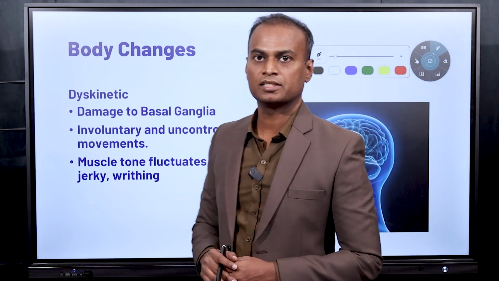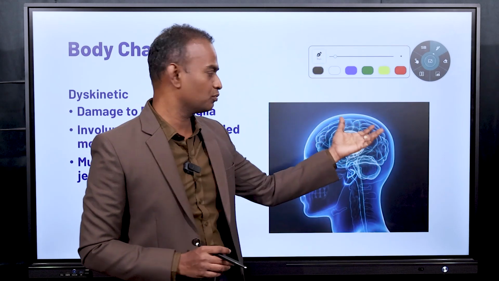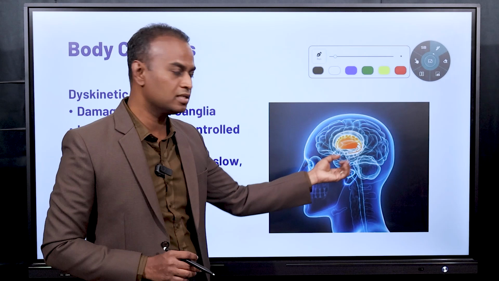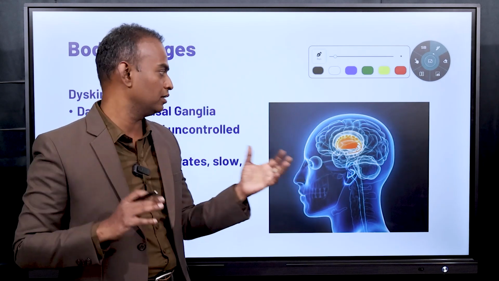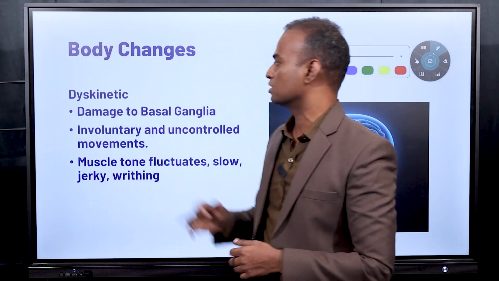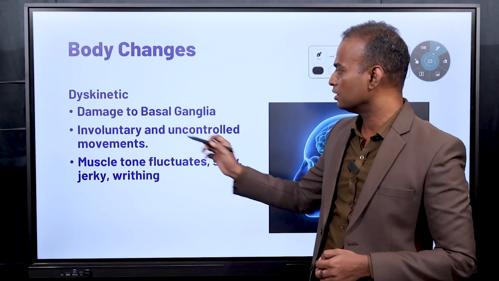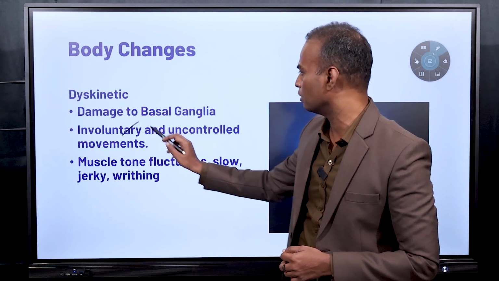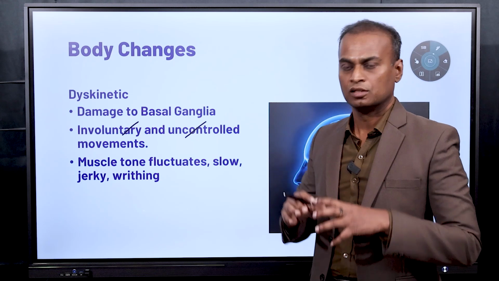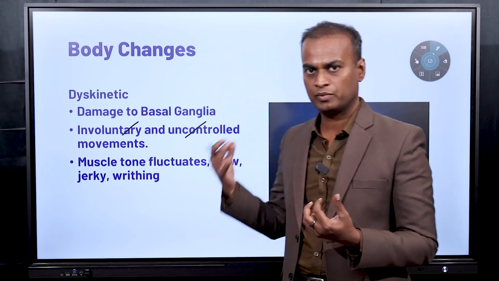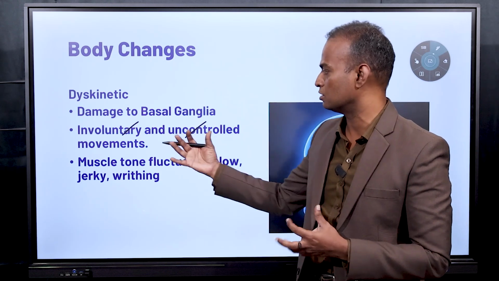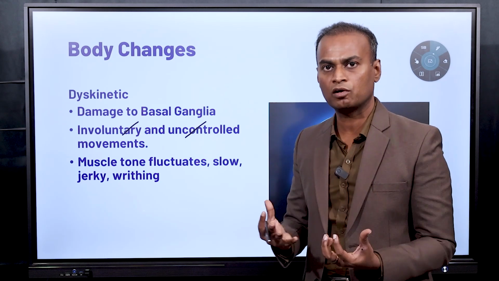Next one is dyskinetic cerebral palsy. You can see when there is a problem with the basal ganglion, which is located deep in the brain, and it is damaged, people land into dyskinetic cerebral palsy. In dyskinetic cerebral palsy, there will be a lot of involuntary and uncontrolled movements. The main function of the basal ganglion is to control movement, and that is lost. So you have a lot of involuntary movement.